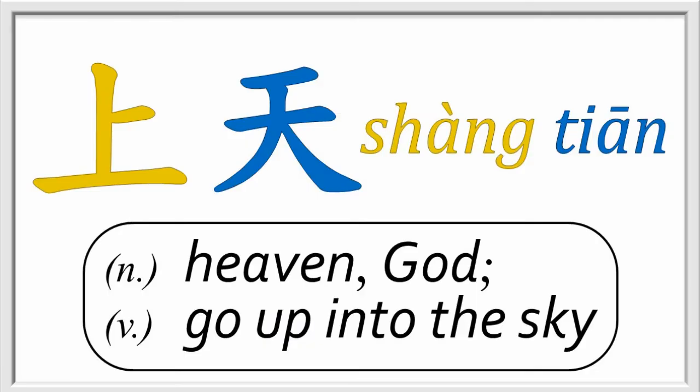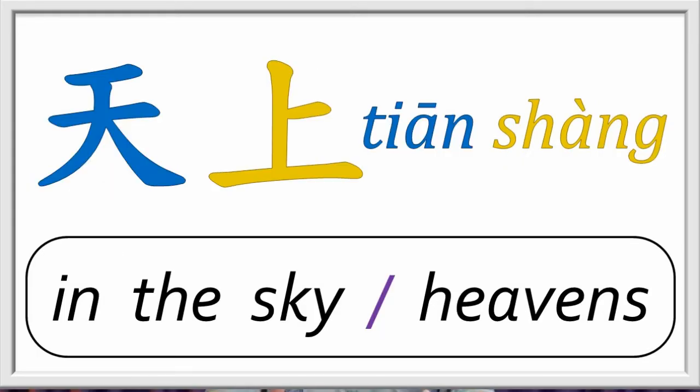For example, 上天 as a noun means heaven or God. As a verb, it means to float up into the sky. Turn it around and it becomes a preposition, 天上, in the sky or in the heavens.